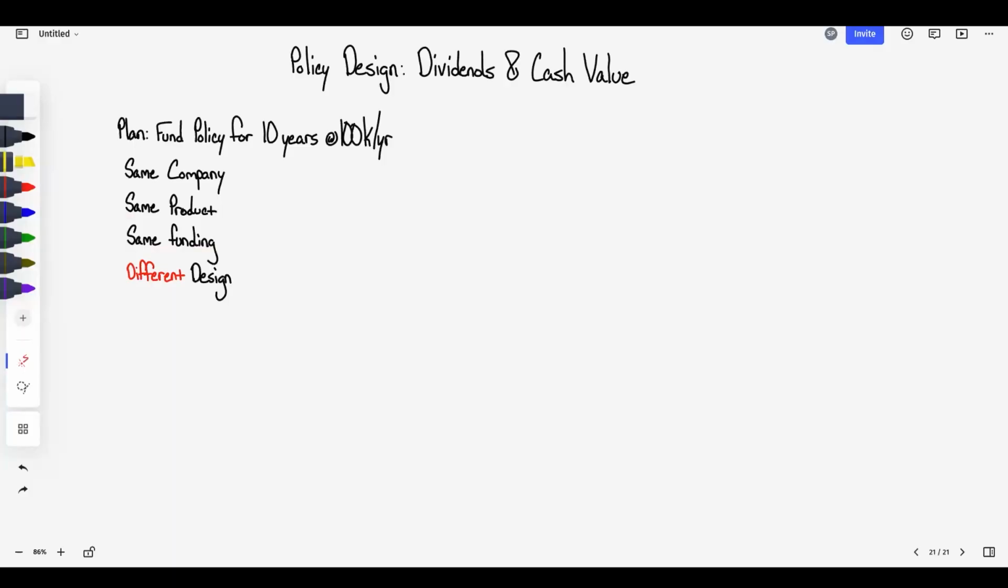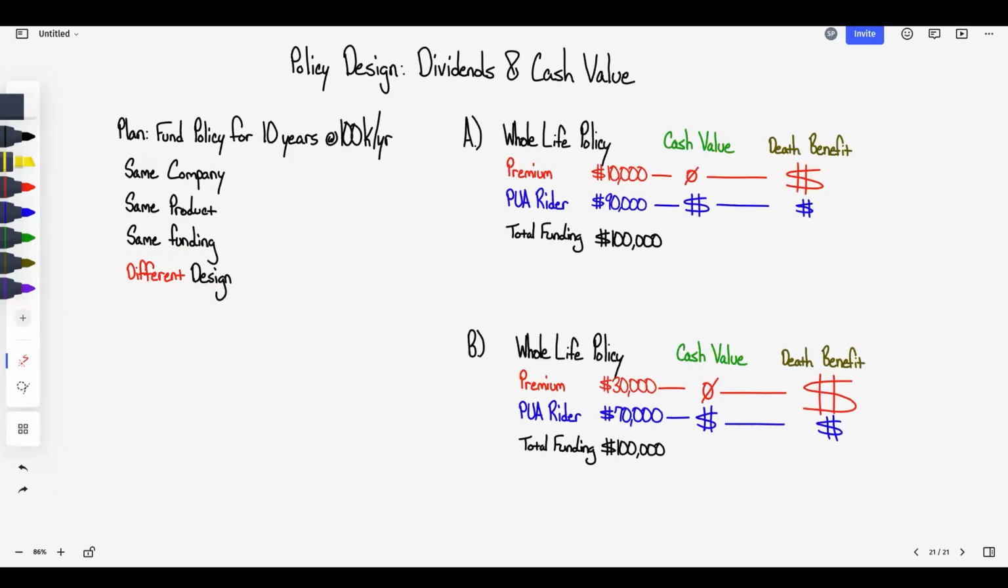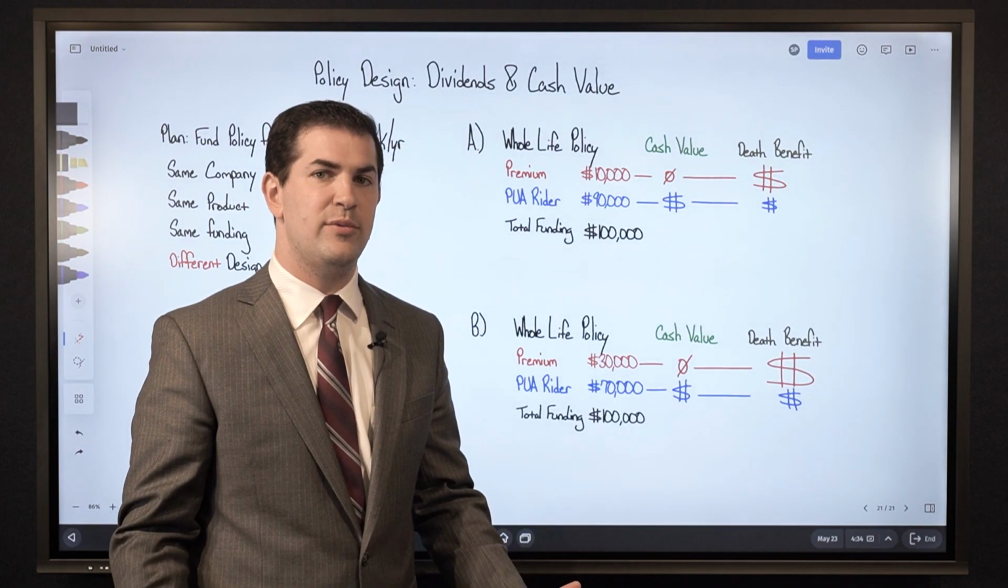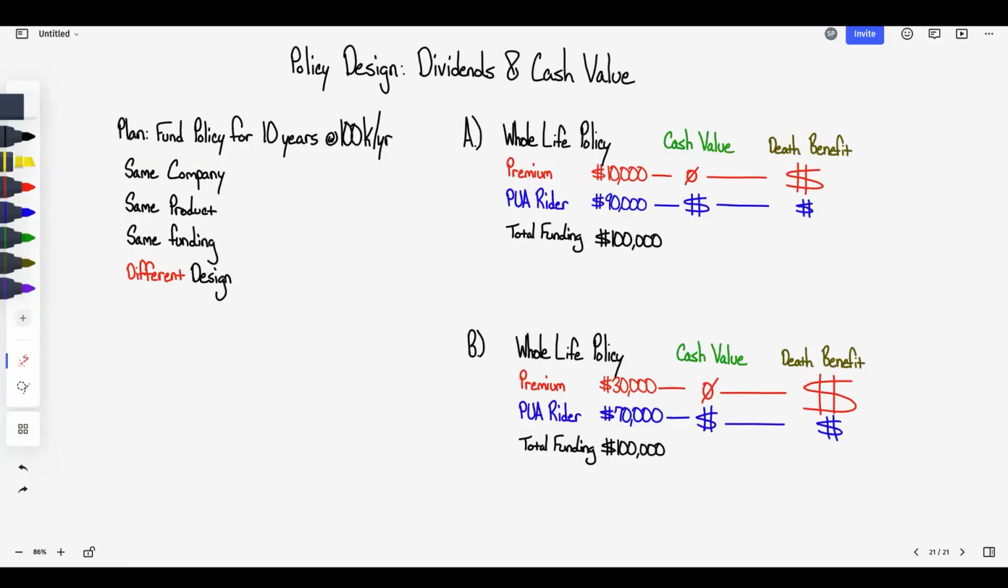What we'll look at is the same insurance company, the same insurance product, the same funding, so $100K per year for 10 years, but what will be different is the policy design. So to be specific here, we've got policy A, which has a 10/90 split. Now, when I say 10/90 split, what that refers to is the 10 represents 10% of my payment is allocated toward the premium, and then 90% is allocated toward my PUA rider, which stands for Paid Up Additions Rider.